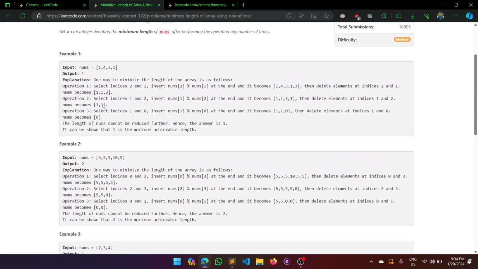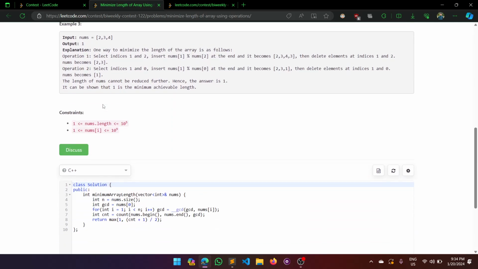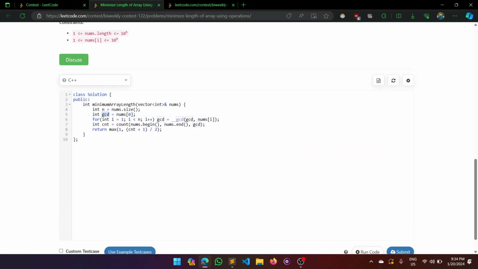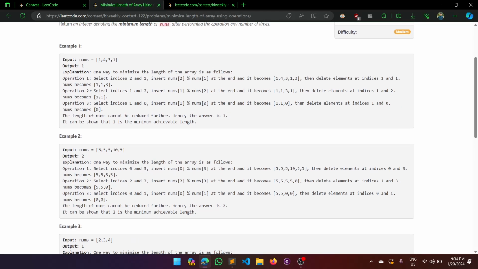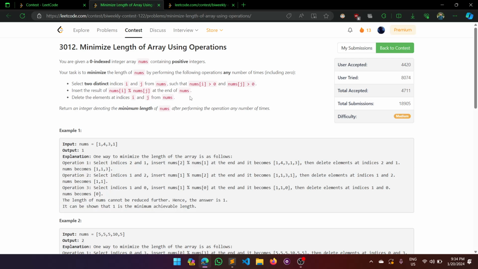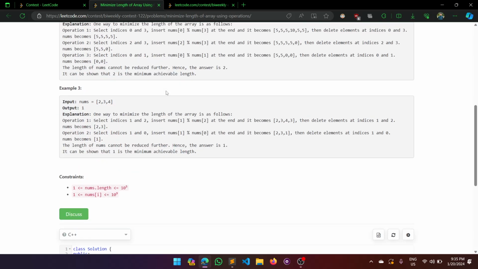And I'll just use the count of the minimum element that we can form. In this case, GCD is the minimum element which I can form inside this array using this operation. And then I'm just counting how many times it occurs inside the array, and I'm just dividing it by 2 and taking the ceiling of it.